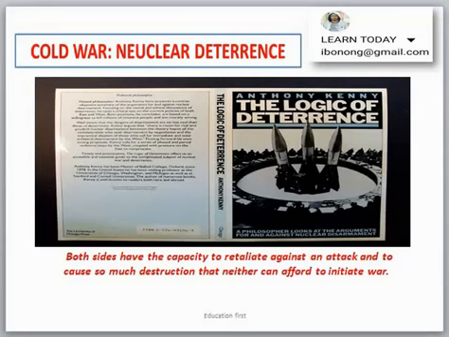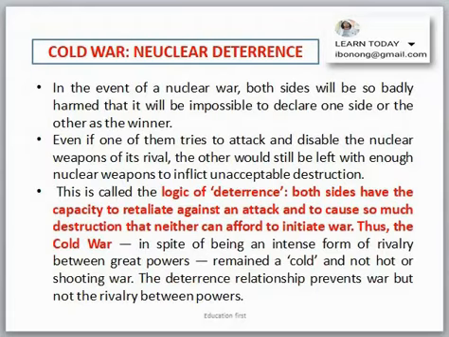If a nuclear war became inevitable, it would have been impossible for both sides to declare anyone a victor. In the event of nuclear war, both sides would be so badly harmed that it would be impossible to declare one side or the other a winner. Even if one of the superpowers had attacked the nuclear weapons of the other superpower, the other would still have the ability to inflict widespread destruction. This is known as the logic of deterrence.